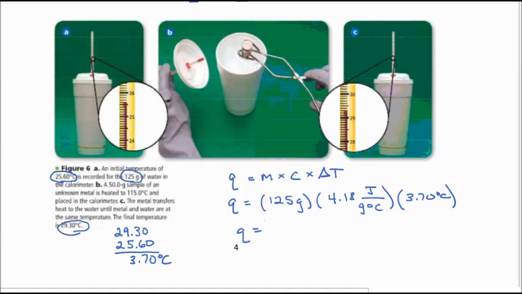So Q, the energy absorbed, is 1,933.25 joules, but to 3 sig figs would be 1,930 joules.